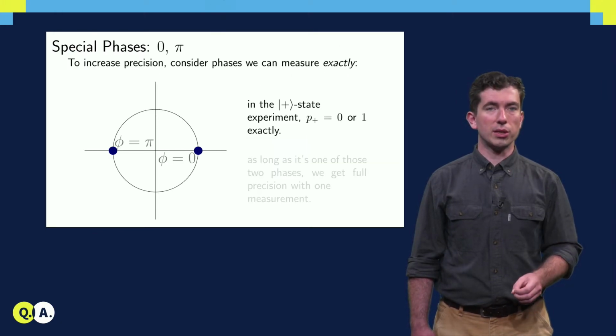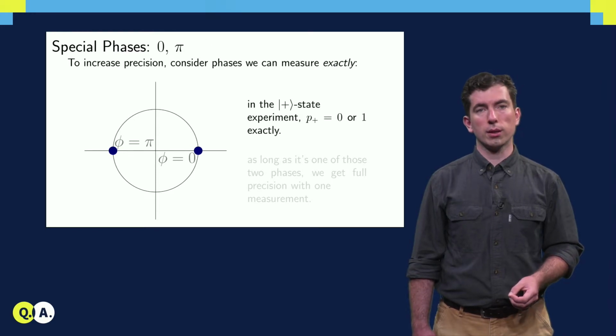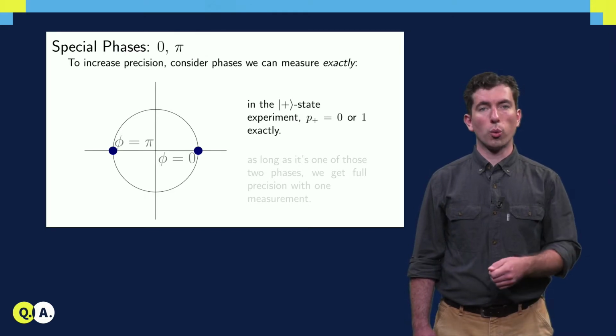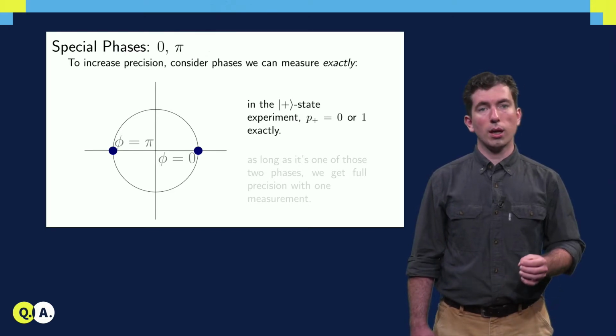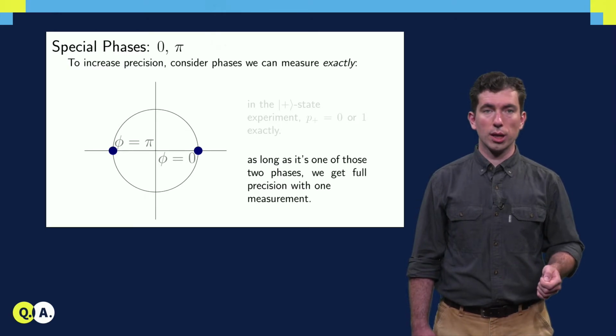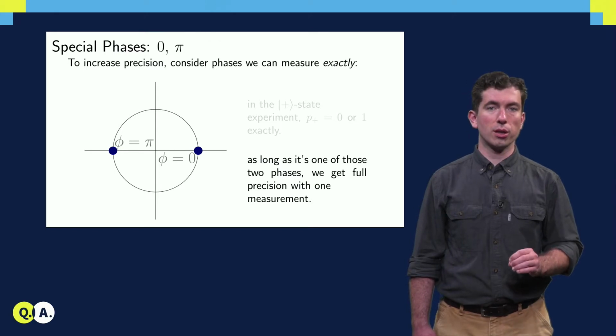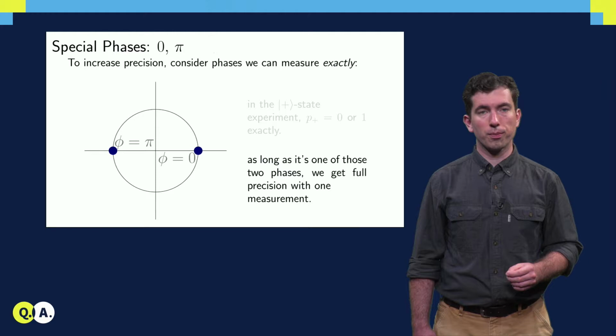Let's focus on the phases 0 and pi. In the plus state experiment from earlier, these angles produce a probability of measuring plus that's either 0 or 1 exactly. As long as we're guaranteed that the phase we're trying to estimate is one of these two values, then one measurement suffices to give us exact knowledge of the phase, so we don't need to worry about precision.